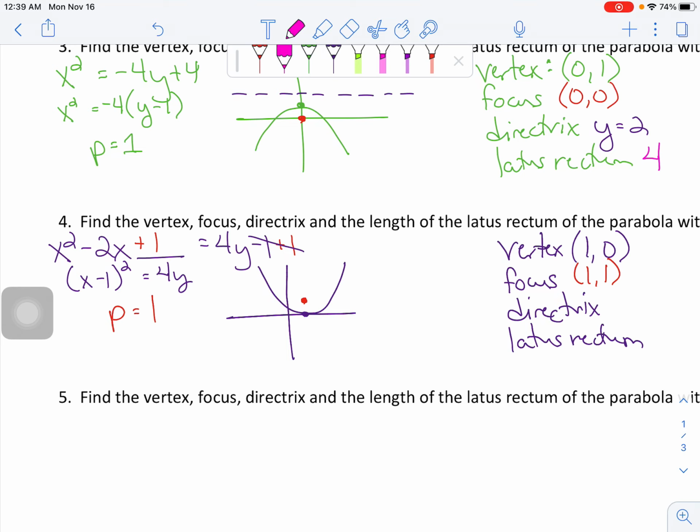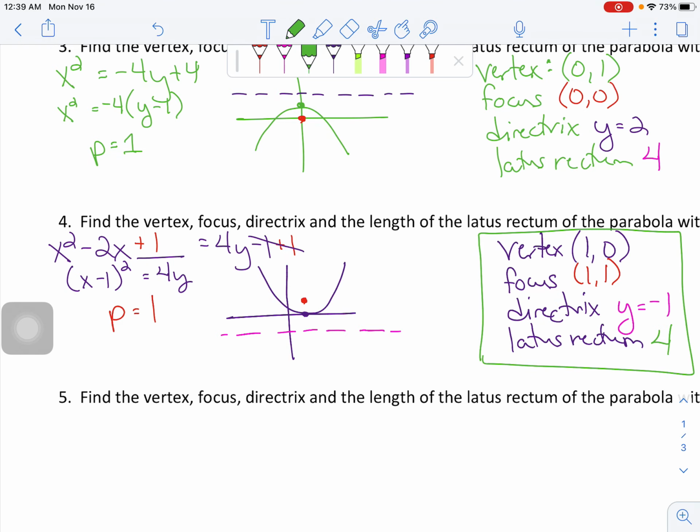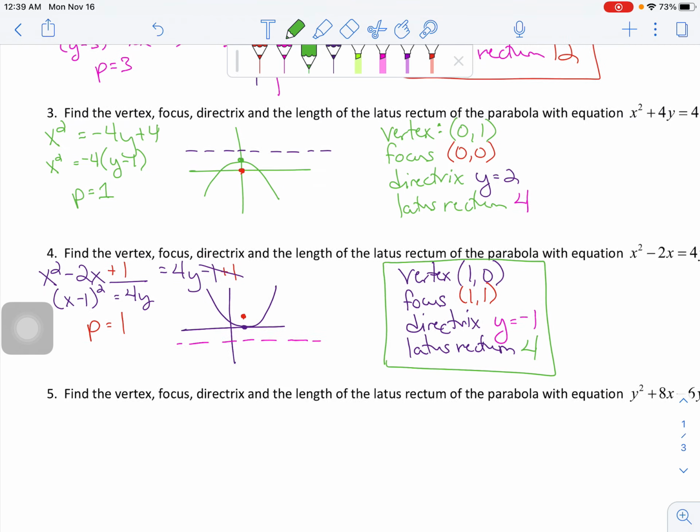All right, directrix, I'm going to go 1 unit below the vertex. And that's going to be my horizontal line there. So y is equal to negative 1. And take your focal distance times 4, and that's the length of the latus rectum, so that's 4 units. So there's all of our handy-dandy information there.